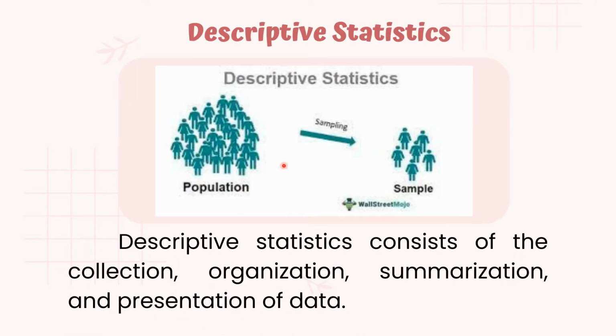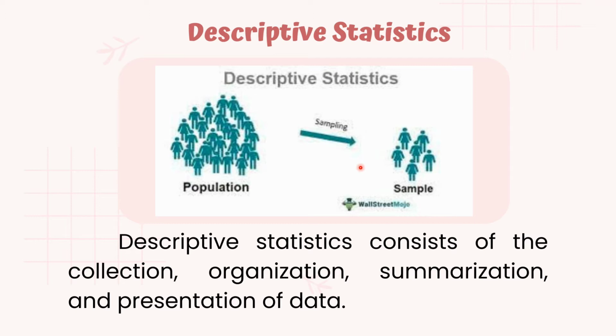So let's start with descriptive statistics. Descriptive statistics consist of collection, organization, summarization, and presentation of data. So as you can see in this picture, in descriptive stat, we have a population. So when we say population, it consists of all the respondents or all the things that are considered in a study. So we have a population, and to get a sample from a population, we use a sampling procedure.